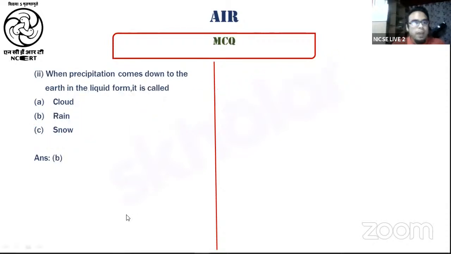Then lastly, what do we have? When the precipitation comes down in the form of liquid, what do we call it? As we have already seen, it is called rain. And if it was in the form of solid, we would call it snow, right? So this is where the chapter number 4 of NCERT ends, right?